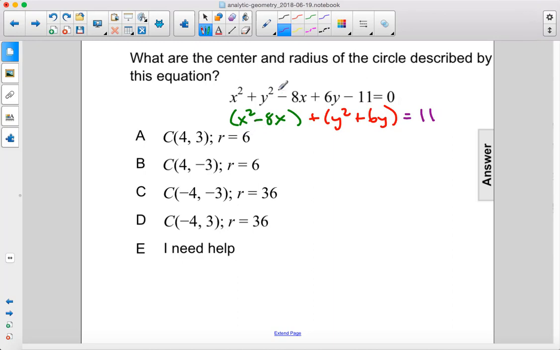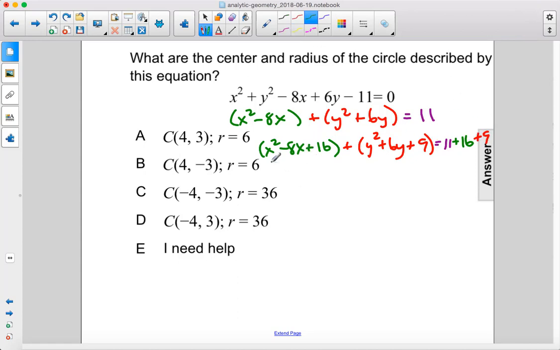All right, now let's complete the square here first. So we have x squared minus 8x. All right, so we take 8, divide it by 2, which is 4, and then square it. So plus 16. Here we have y squared plus 6y. We have 6, divide that by 2, we get 3. 3 squared is 9. All right, and we still have equals 11. But now we're going to add 16 and 9 to the right side as well, because you can't add them over here without also adding them over there.